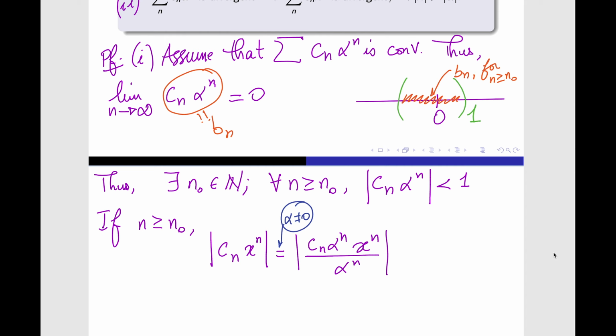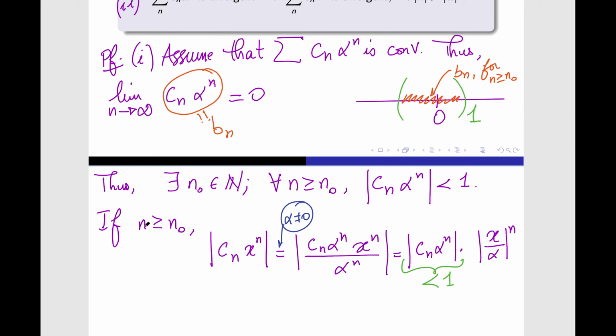Okay. And what is this? This is equal to the absolute value of Cn alpha^n times the absolute value of x over alpha to the power n. Agree with this? And then what do you know about the absolute value of Cn alpha^n if n is bigger than or equal to n naught? This is less than 1, correct? This is less than 1 just because of this. For all n bigger than or equal to n naught, this entity is smaller than 1, right?